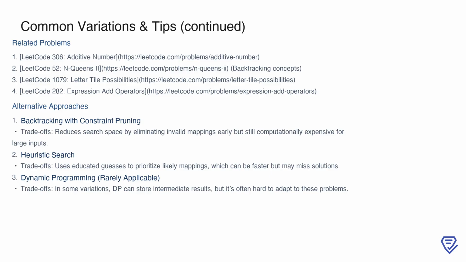When tackling these problems, consider alternative approaches. Backtracking with constraint pruning is a common technique, as it narrows the search space by eliminating invalid mappings early. However, it can still be computationally expensive for larger inputs. Heuristic search is another option, where you make educated guesses to prioritize likely mappings. This can be faster, though it might miss some solutions. Occasionally, dynamic programming can be adapted to these problems, but it's rarely applicable due to the nature of the constraints and permutations involved.